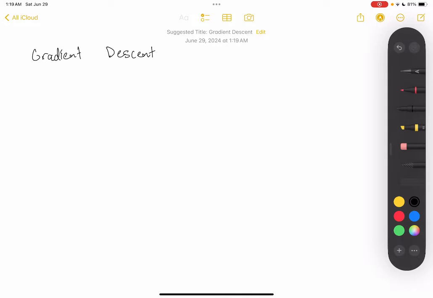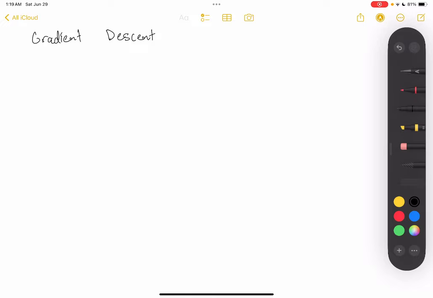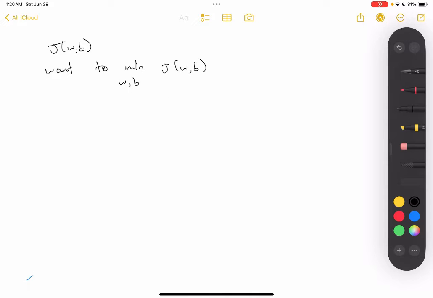Gradient descent is used to find the values of parameters W and B to minimize the cost function. So we have some function, J(W,B), this is our cost function, and we want to minimize J(W,B), and we want to find the values of W and B that do so. And this cost function works for any model, so not just linear regression, but also other functions. So we can generalize this to say we want to minimize the cost function with a bunch of parameters, W1, W2, and so on.